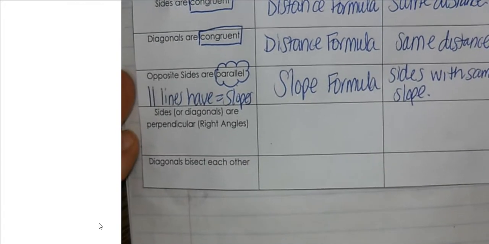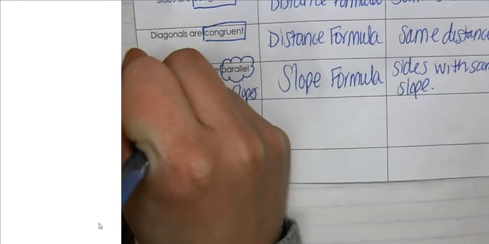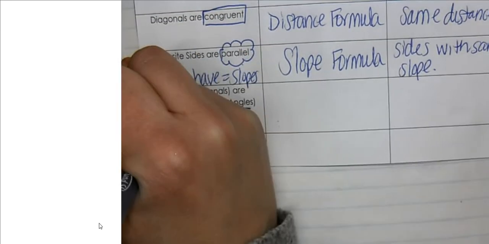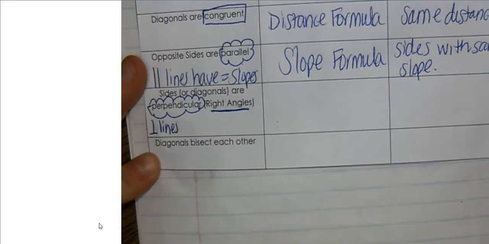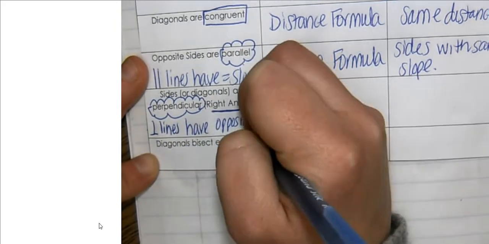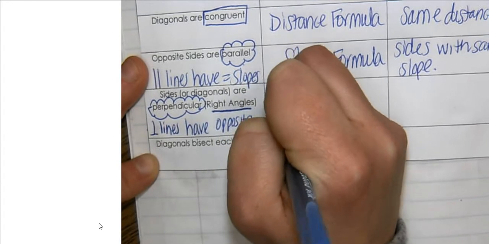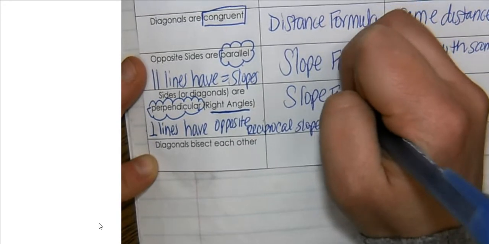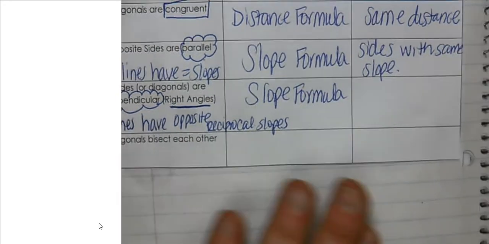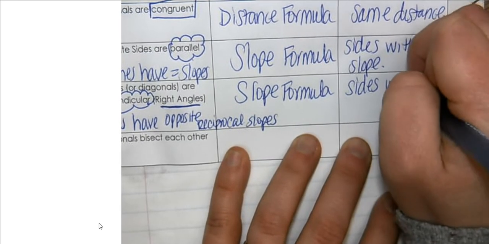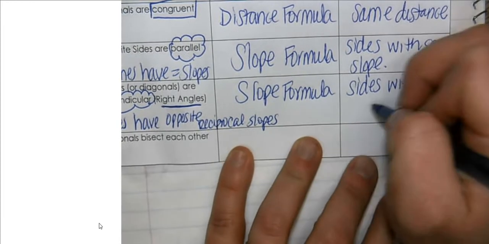If we want to show that sides or diagonals are perpendicular, meaning that they have right angles, perpendicular lines form right angles, and they have opposite reciprocal slopes. So that means that we're going to be working with the slope formula. And what we want to look for is sides with opposite reciprocal slopes.